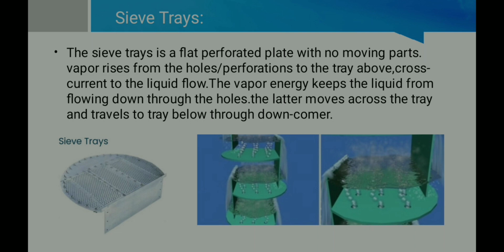The liquid moves across the tray and travels to the tray below through the downcomer. In a sieve tray, we can notice that it has small holes at the bottom. When the vapor rises up, it comes into contact with the liquid and bubbles up, and the vapor goes up and the remaining liquid goes to the downcomer. That's how a sieve tray works.